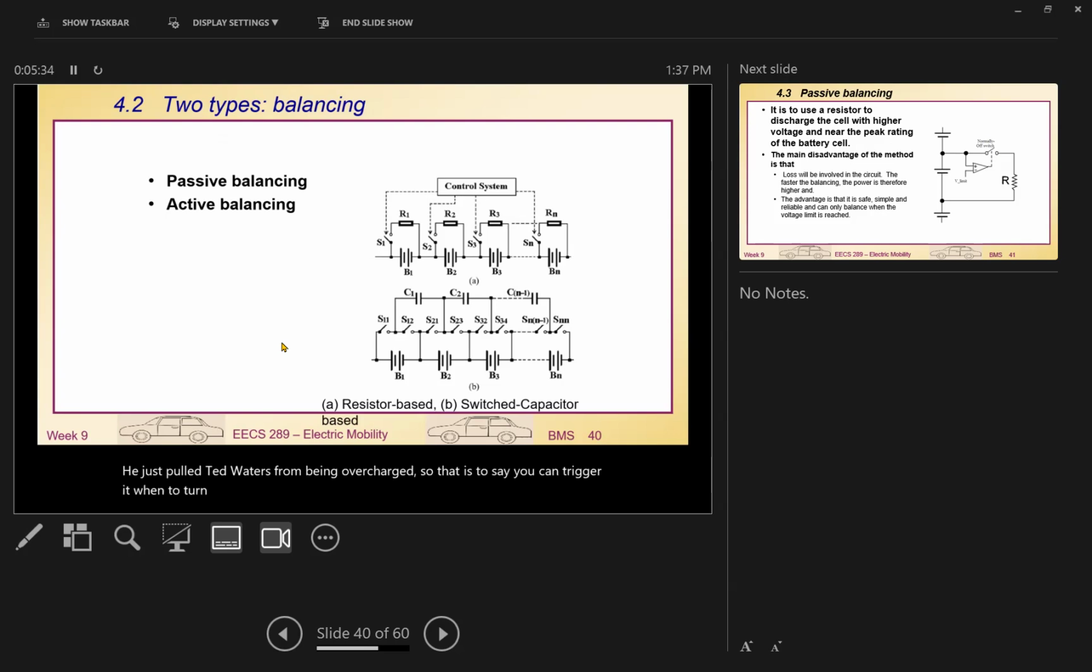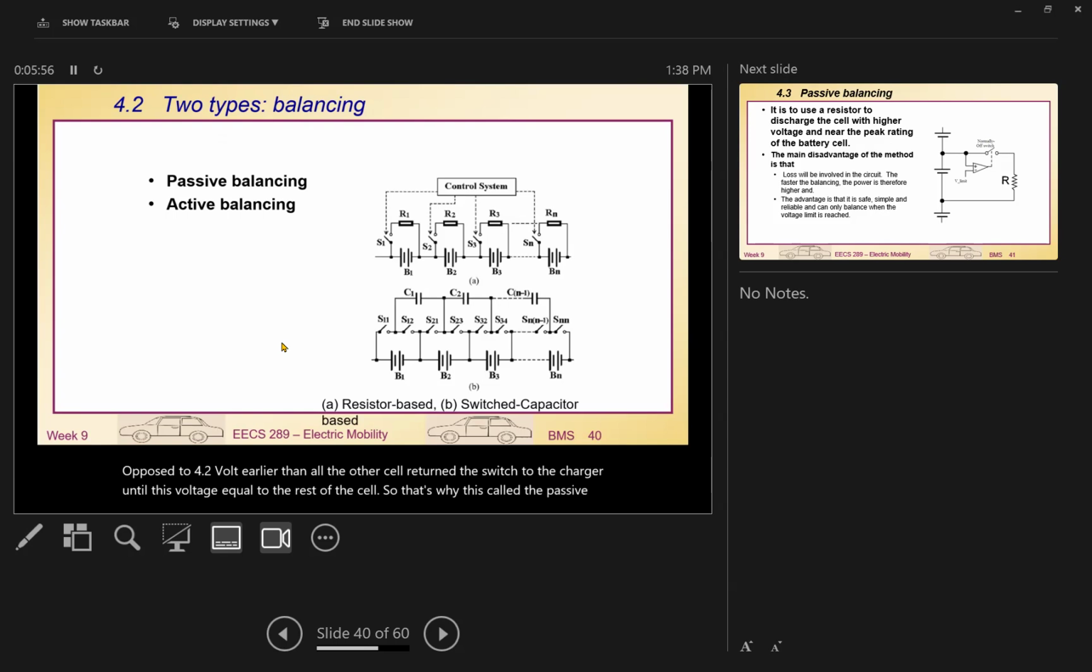That would also be quite critical. For instance, we set them at, say, 4.2 volt. In case any one of the cells approaches 4.2 volt earlier than all the other cells, we turn the switch on to discharge it until its voltage equals the rest of the cells. So that's why this is called passive balancing.